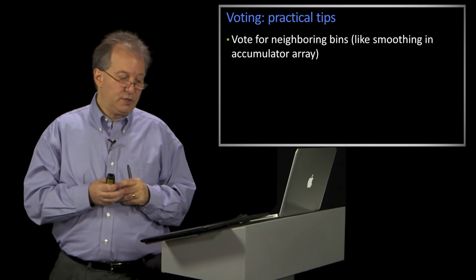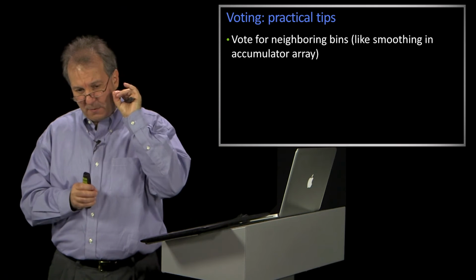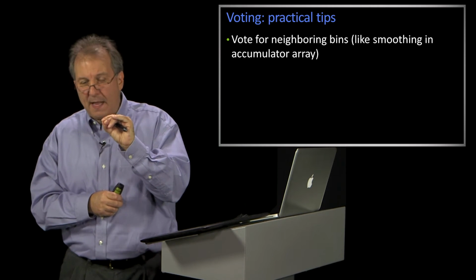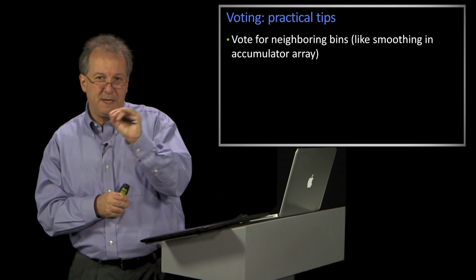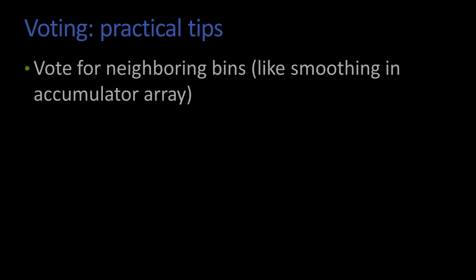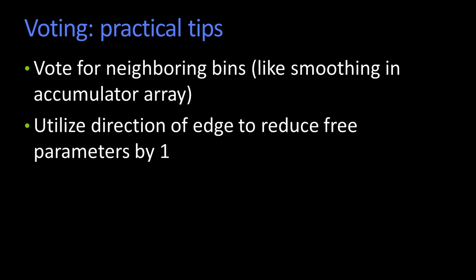There are other things you can do. You can actually say, well, I'm going to take my point and I'm going to vote for the bin. But maybe I'll also vote for bins nearby, because maybe I'm not exactly where I need to be. It's a little bit like smoothing in the accumulator array. That actually can help. Using the gradient or the edge direction reduces the degrees of freedom of your voting by one, and sometimes that's very useful.